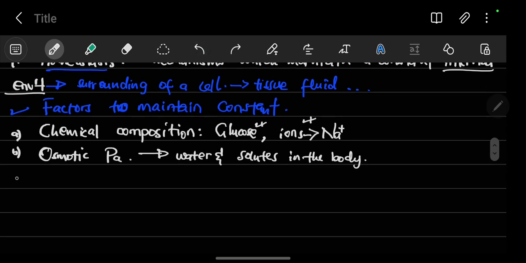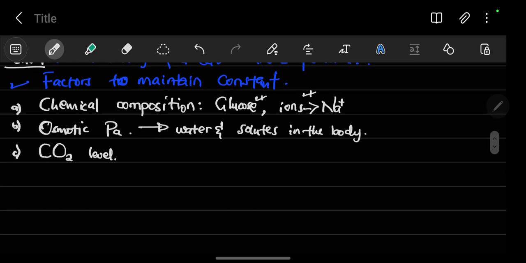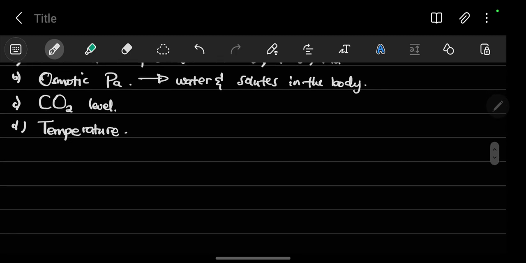So we move on to the next, which is our part C, which is carbon dioxide. Carbon dioxide level is also a factor to be considered here. And our part D is temperature. So temperature is also among them.